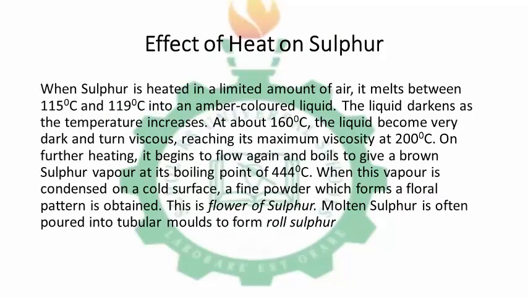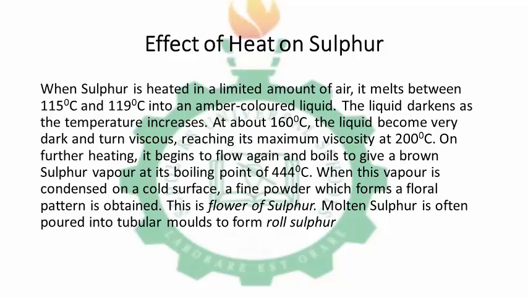Now, let's talk about the effect of heat on sulfur. When sulfur is heated in a limited amount of air, it melts between the temperature of 115 degrees Celsius and 119 degrees Celsius into an amber colored liquid, which is the color of monoclinic sulfur. That means it is already monoclinic sulfur at that temperature. When you continue heating that liquid, the liquid darkens as the temperature increases. At about 160 degrees Celsius, the liquid becomes very dark and turns viscous.